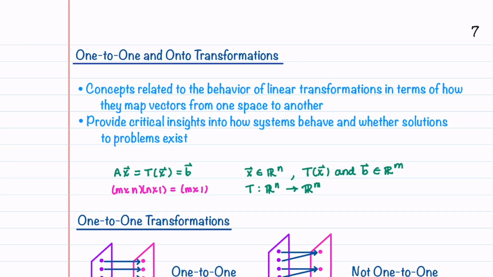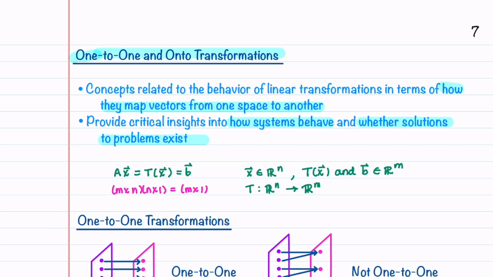The topic that we're now going to review is one-to-one and onto transformations. I always tell students when you study one-to-one and onto transformations, you need to know theoretically what is happening with these two different types of transformations. And then you also need to know practically how you can determine from a matrix if a transformation is one-to-one or onto. One-to-one and onto transformations tell us how linear transformations map vectors from one space to another. And they provide critical insight into how systems behave and whether solutions to problems exist.